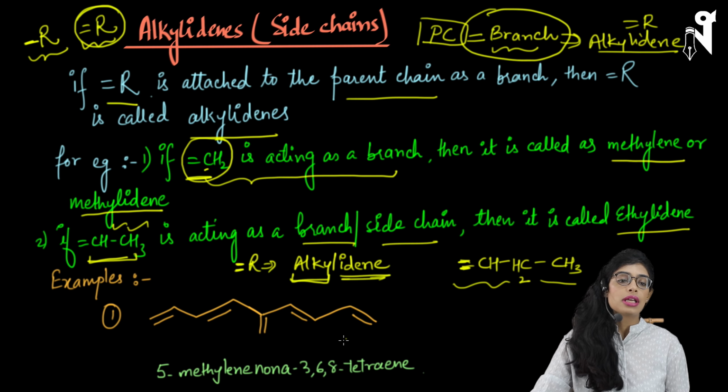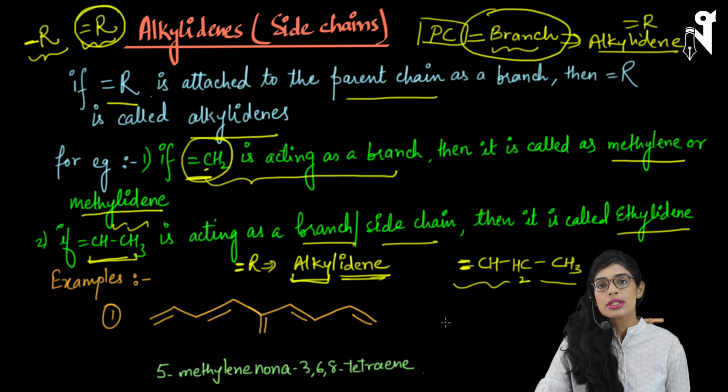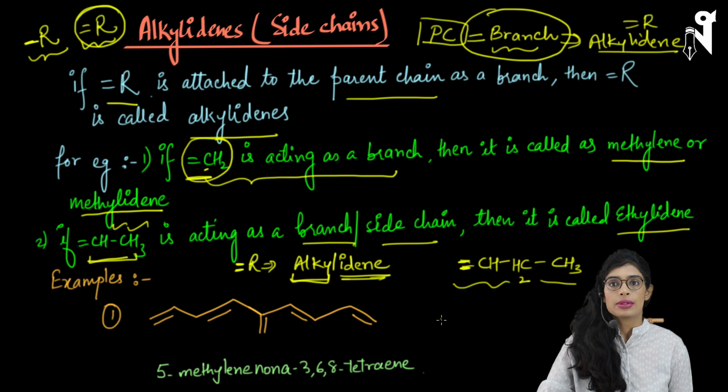Okay, so this is our alkylidines. Let's see their uses and application in different examples. So let's talk about the first example. First example, what we have is a carbon chain over here with the multiple carbons.